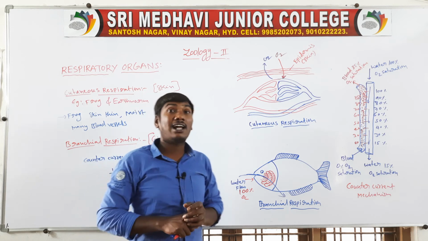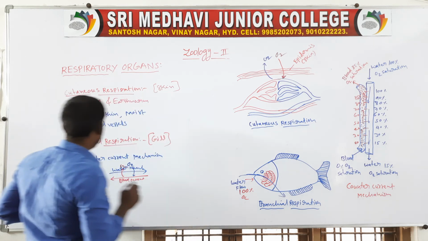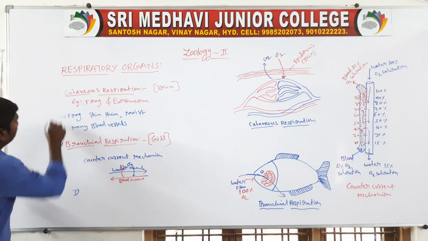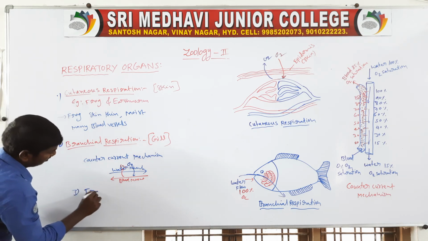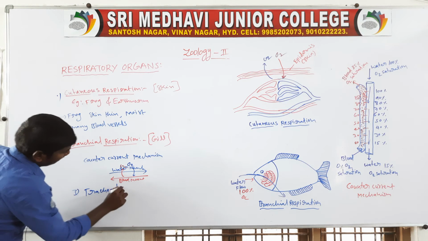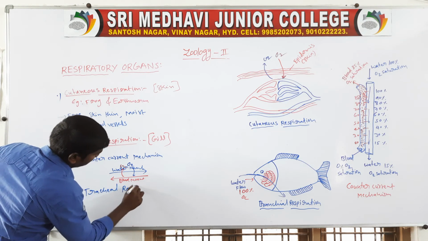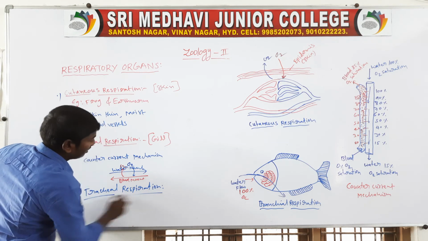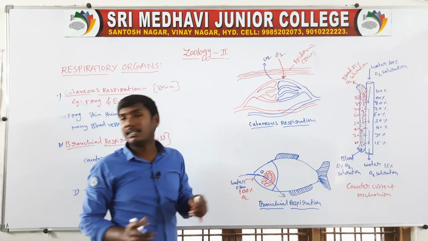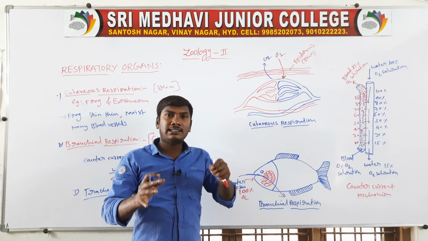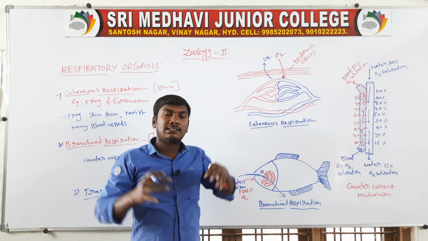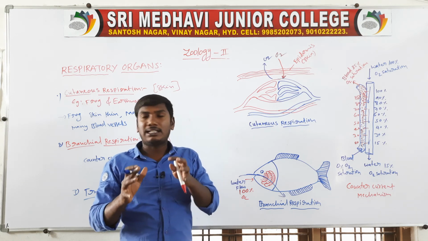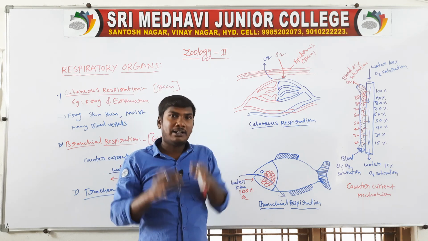Next one, tracheal respiration. In insects, the respiratory organs are the tracheae. The trachea consists of tracheal tubes. That respiration is called tracheal respiration.